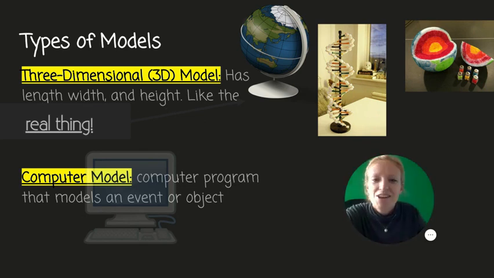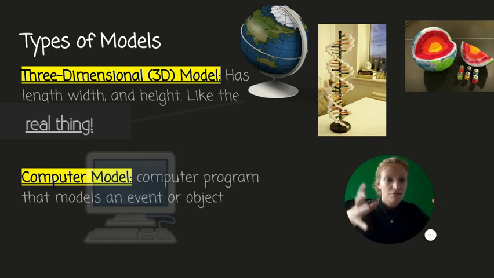Make sense? So a 3D model that might be in our classroom is a globe. Okay, we can spin it around, we can look at all the different countries. It's right in front of us. It's not on a flat piece of paper like a two-dimensional model or in our brains like a mental model. Here is DNA that someone made, and here is the inside of the Earth. So it shows the different layers of the core. Pretty cool, huh? So when you think of three-dimensional, think about something that you can actually hold, if that helps you remember it.